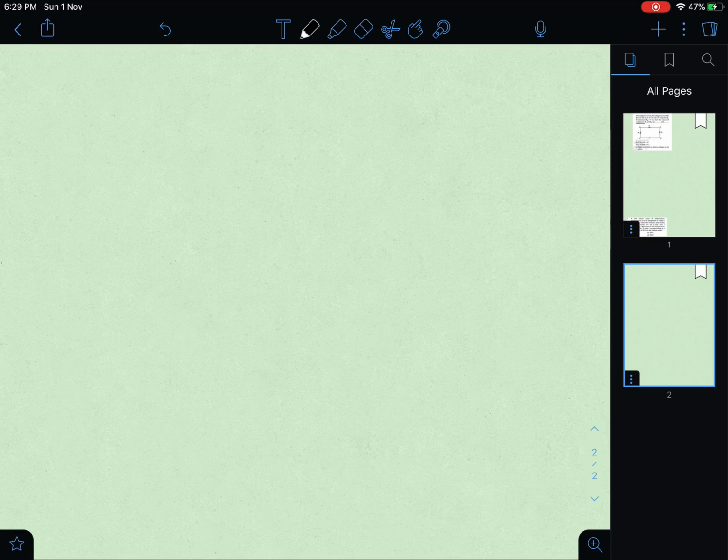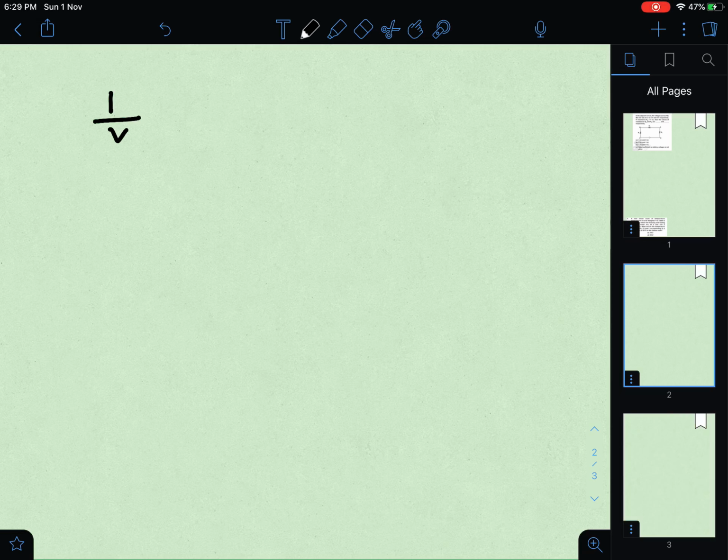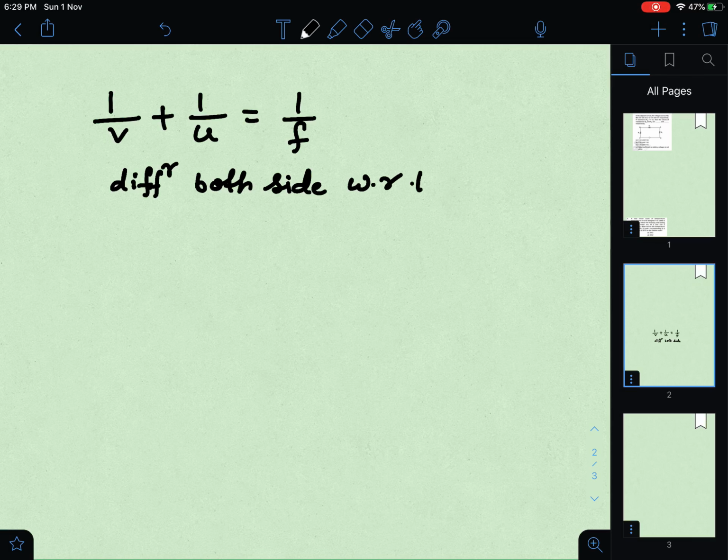Suppose, guys, in class 8 you have studied 1 by v plus 1 by u is equal to 1 by f. This is the mirror formula, simply. And 1 by v minus 1 by u is equal to 1 by f, the lens formula. But what you have to look at in this formula is, if I differentiate both sides with respect to time, what will happen?